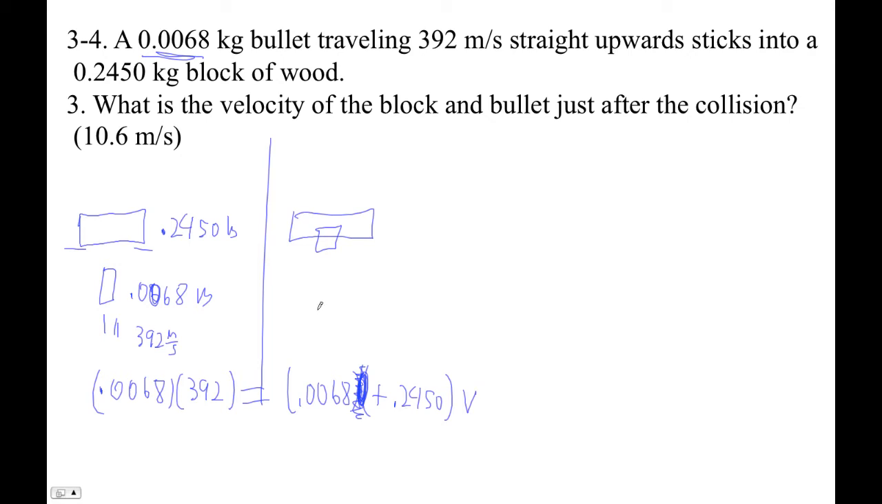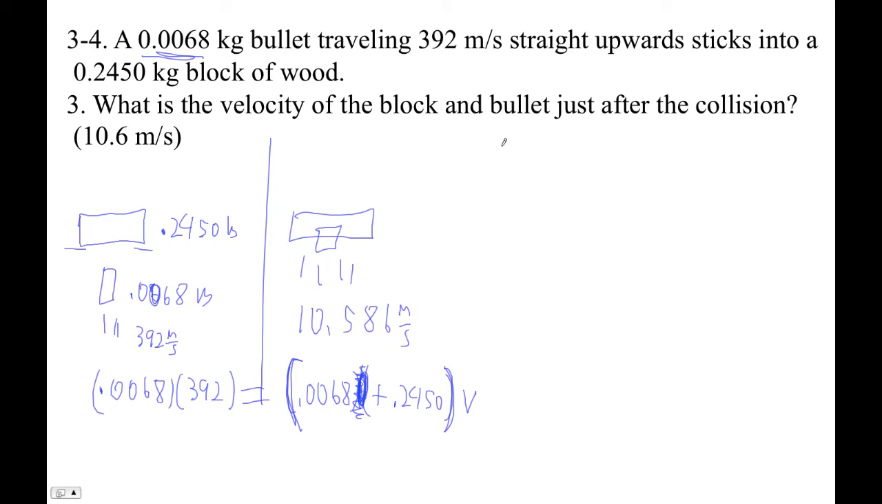So now let's figure out this V. 0.0068 times 392 divided by, and then these are the parentheses here, this and this. Ignore that. So that divided by parentheses 0.0068 plus 0.2450. So the bullet sticks in the block, and this is going 10.586 meters per second.